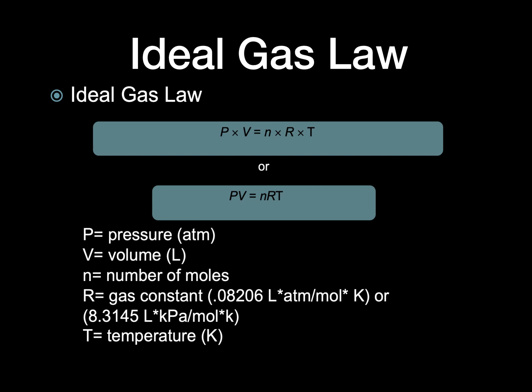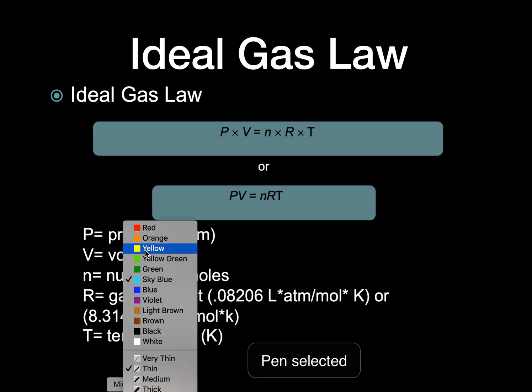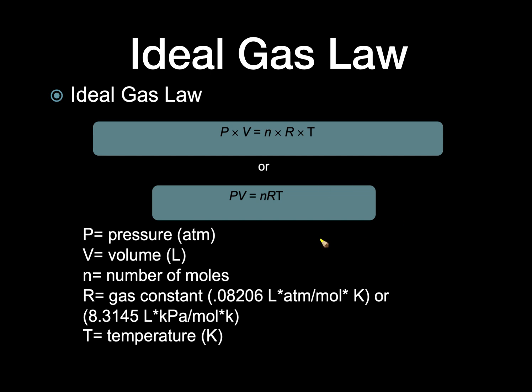Now, pressure, it says it needs to be in atmospheres. Pressure can also be in one other unit, and that is kPa. Volume must be in liters. n is the number of moles. R is a gas constant.